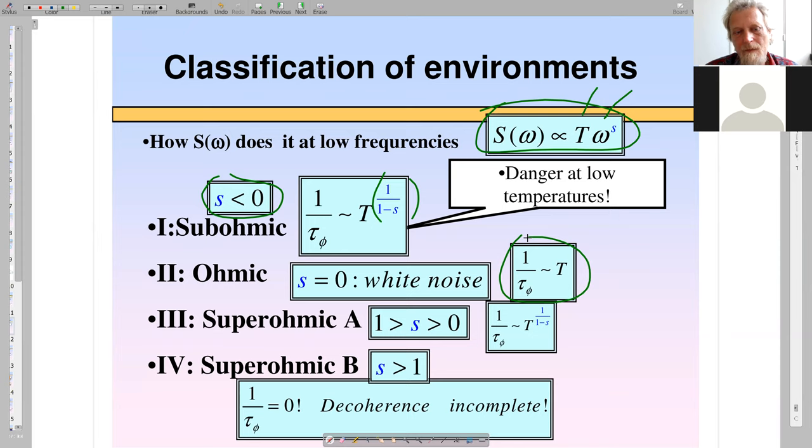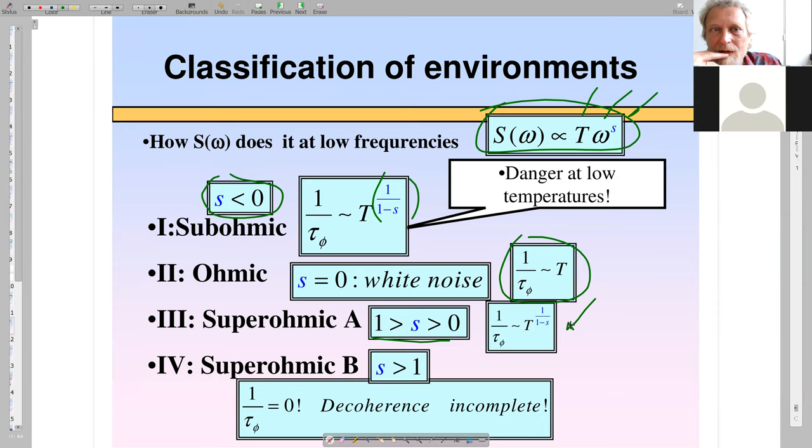There are also different regimes for positive s, two superohmic regimes. If s is smaller than 1, we have this temperature dependence of 1 over tau_phi, and it is fine, there's no danger at low temperatures. And there's also another superohmic regime where eventually 1 over tau_phi is 0. Decoherence is incomplete, which means that some phase memory will persist in this environment till infinity.